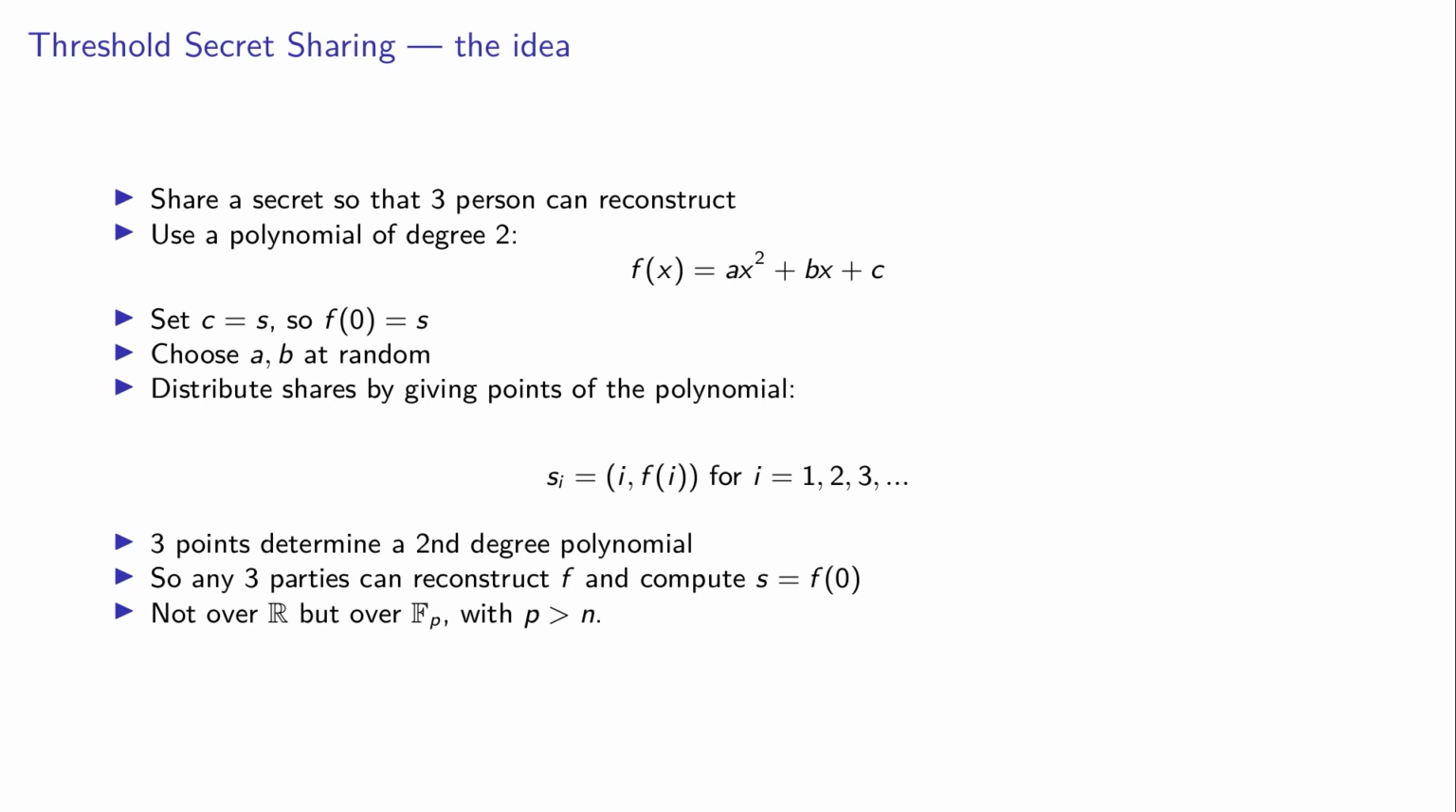But if we do this over the real numbers, this will not work, because the problem is that we want to choose a and b at random, but this is not well defined using the real numbers. So instead, we will be using a finite field. And in our example, we will be using 17, which is just a convenient small prime number for this example.